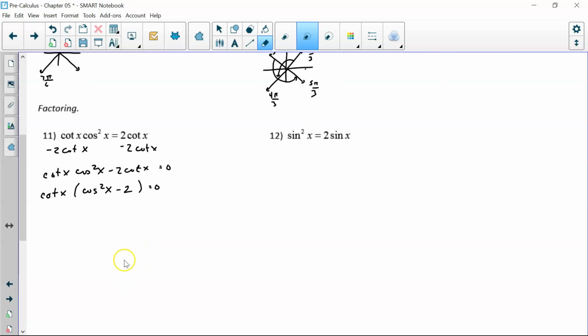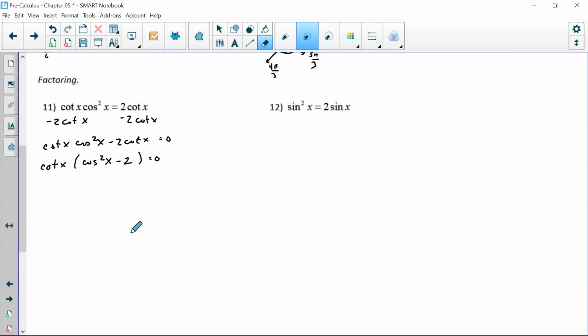Okay, so now it's factored. Set each factor equal to 0. Cotangent of x equals 0. Cosine squared x minus 2 equals 0. So cotangent of x equals 0. You can do this a couple different ways. At pi over 2 and 3 pi over 2, that's when our cotangent is 0. So we would have pi over 2 and 3 pi over 2. If you forgot that, you can also write it like this.